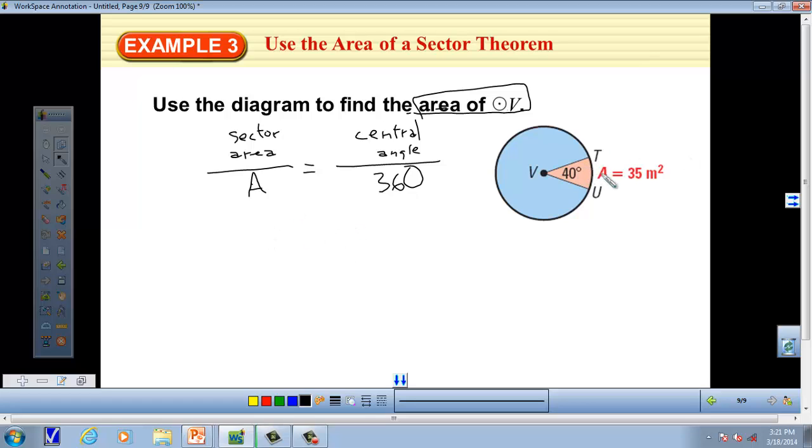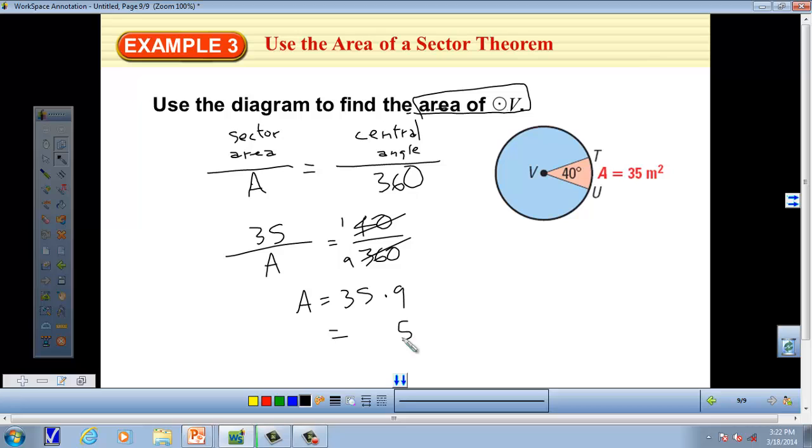The sector area is this red part, which is 35 square meters. We're going to put an a there. Central angle is 40, and 360 is on the bottom. Hopefully you can tell that 9 times 40 gives me 360, so this would be 1/9. And then cross multiplying, we get a is equal to 35 times 9, or a equals 315. So we end up with 315 square meters for the whole thing.